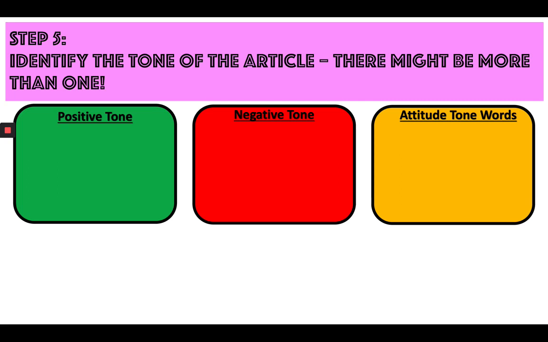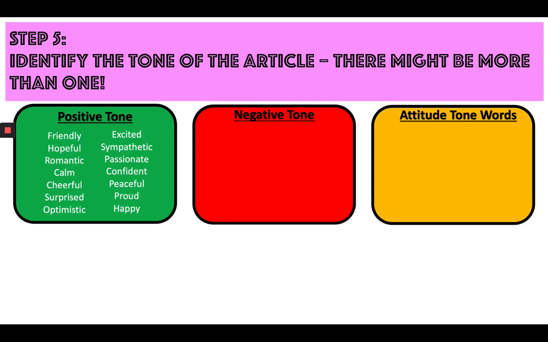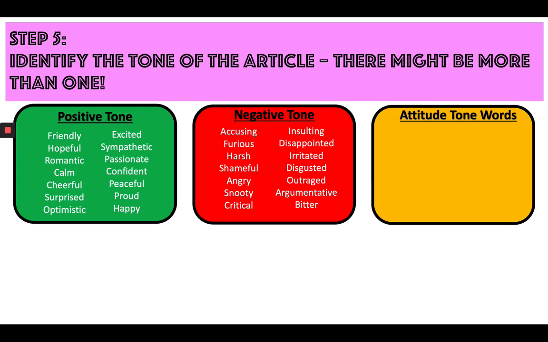So for positive tones, you might want to say it's friendly, hopeful, romantic, calm, cheerful, surprised, optimistic, excited, sympathetic, passionate, confident, peaceful, proud, and happy. If it's a negative tone, maybe you'll go a bit further and say it's accusing, it's furious, it's harsh, it's shameful, it's angry, snooty, critical, insulting, disappointed, irritated, disgusted, outraged, argumentative, or bitter.